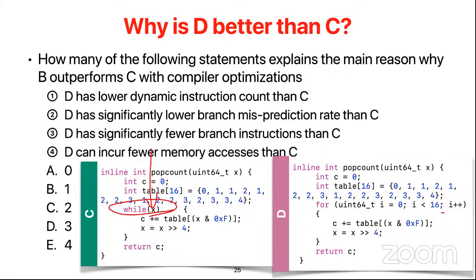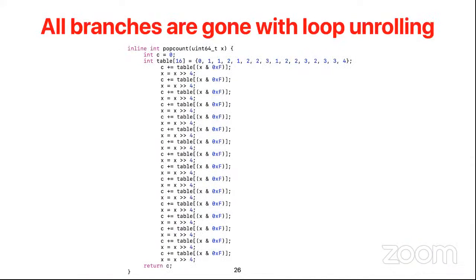So I know this loop is going to be executed 16 times for sure, right? If I know this is going to be executed 16 times for sure, we are going to copy and paste this iteration 16 times. So this is actually the resulting code, right? If this is the resulting code, is there any branch in it?